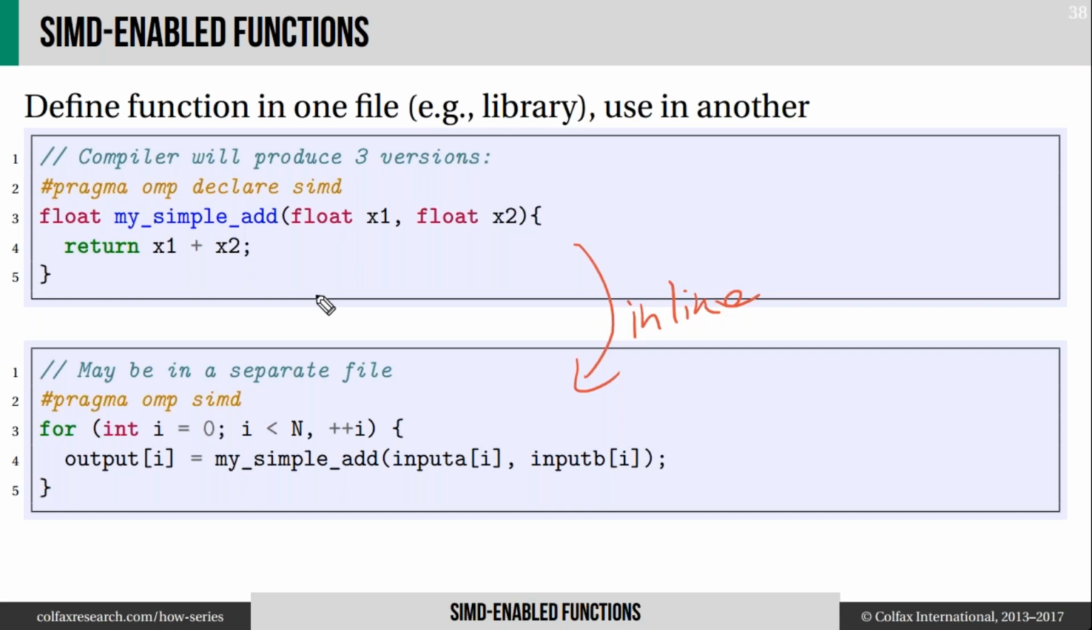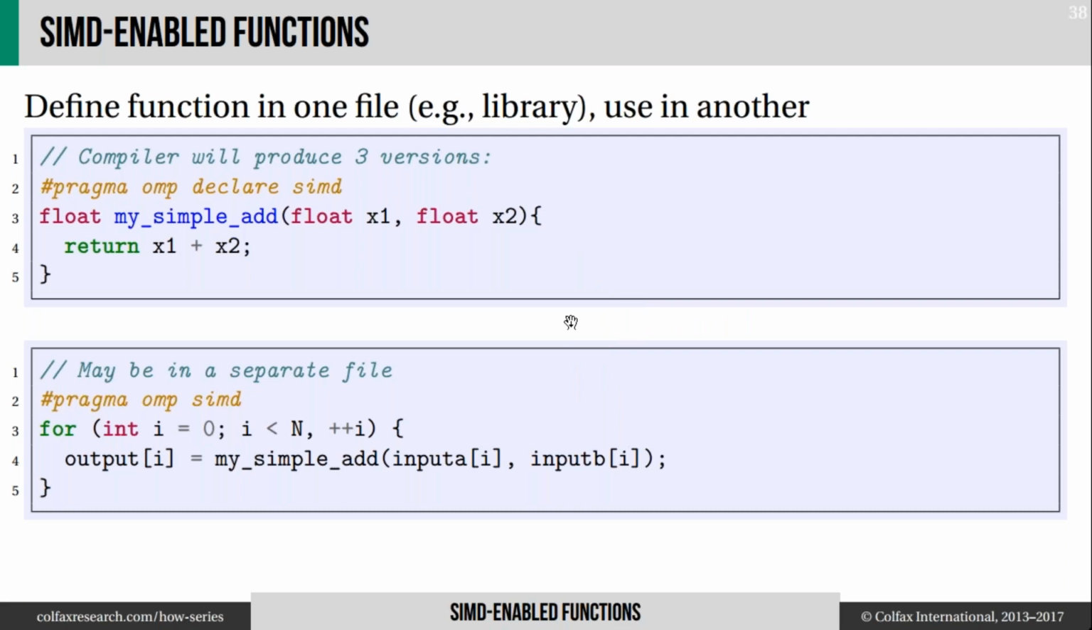SIMD-enabled functions are useful when the definition of the function is in one file, but the usage is in another. For example, when you're building a library. When you are building a library of functions, you do not provide your source code to the user by default. Instead, you provide an object file or a library file, and the user is supposed to pick out the right functions from that file.